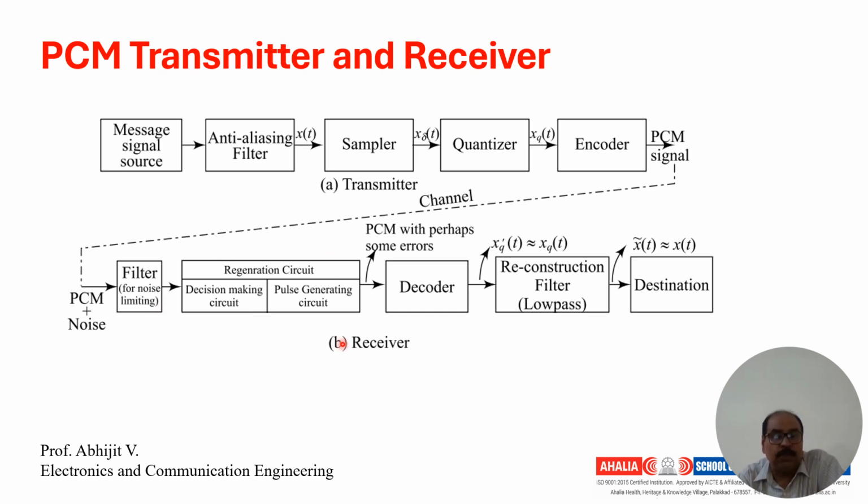Then we have regenerative circuits here. We have pulse generating circuits. Along with that, we'll be correcting all the errors. We have a decoder, reconstruction filter, and we'll get the message signal at the end. So this is the transmitter and the receiver block diagram of a pulse code modulation system. There is more than 80% chance that you will get a question on the PCM transmitter and receiver.